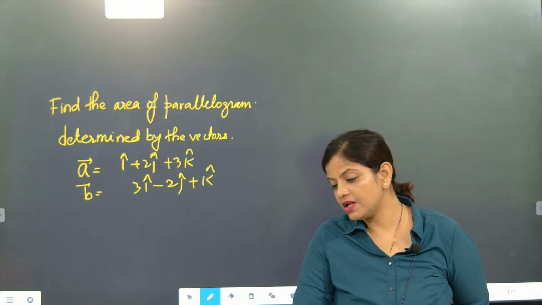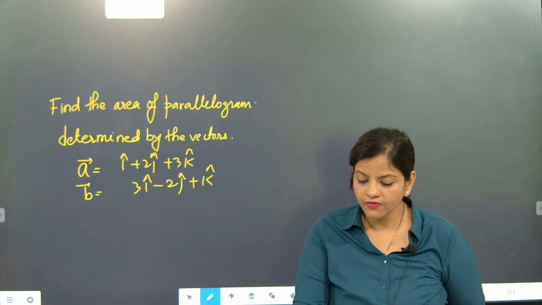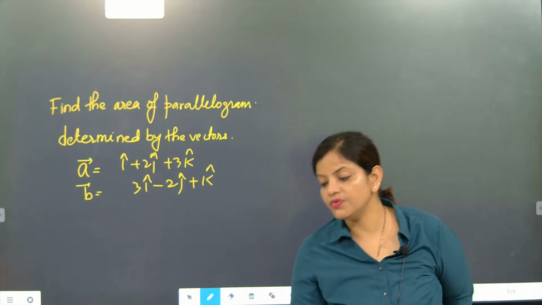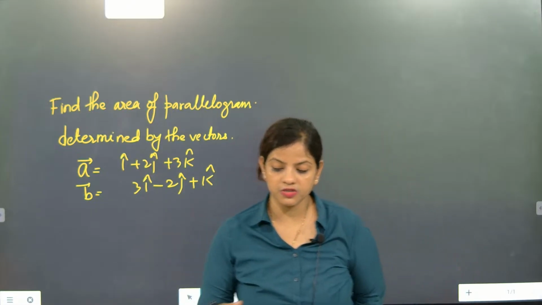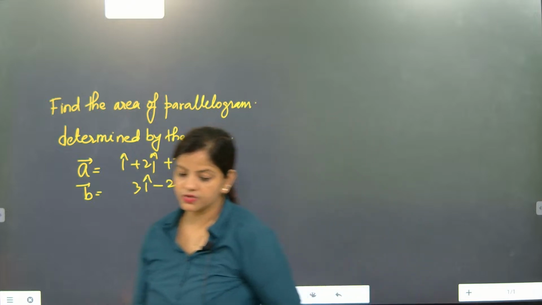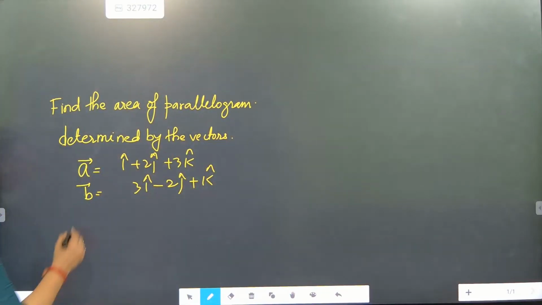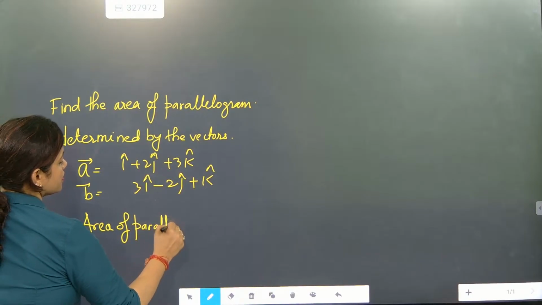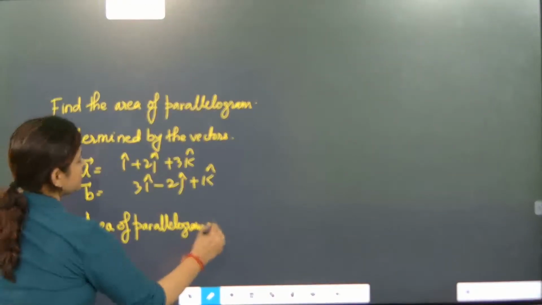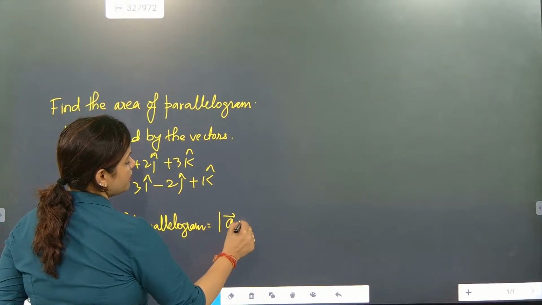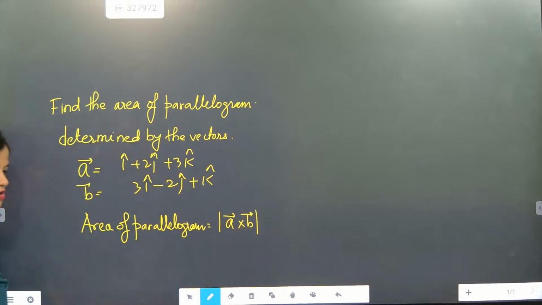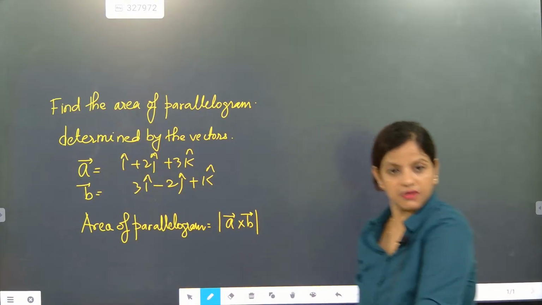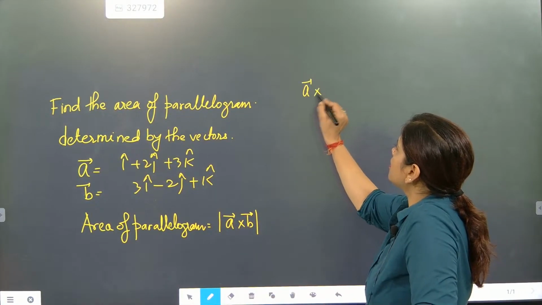How to represent area of parallelogram? That day I discussed the area of the parallelogram, how it is represented. See, for this type of question, you need two techniques. First part is you have to find A cross B. The area of the parallelogram formula is: area of parallelogram is equal to magnitude of A vector cross B vector. So this is exactly area of parallelogram. So first, what you have to do, find the A cross B vector. Understood?